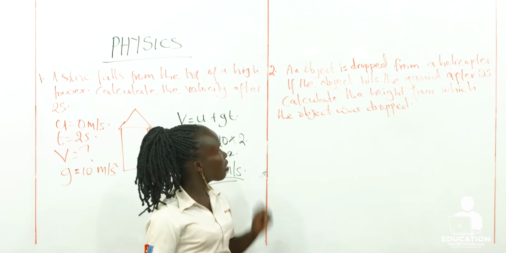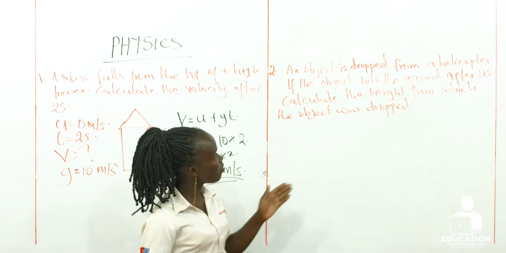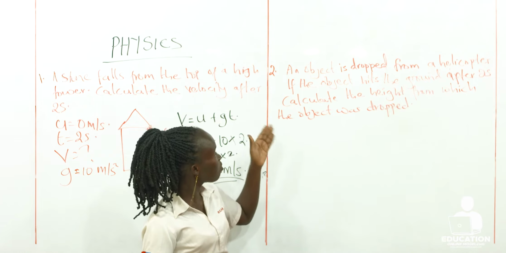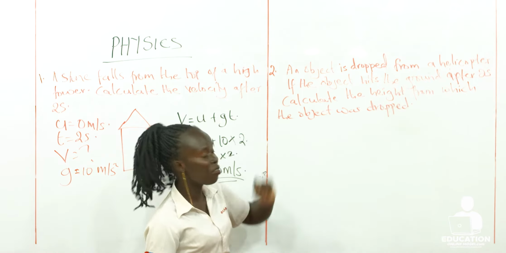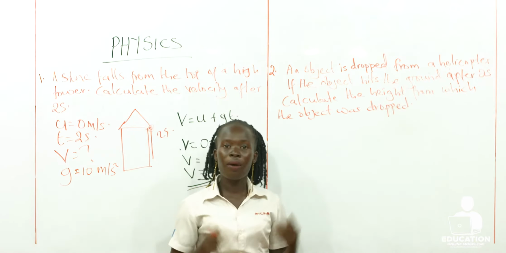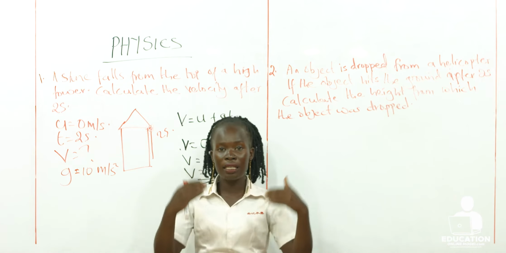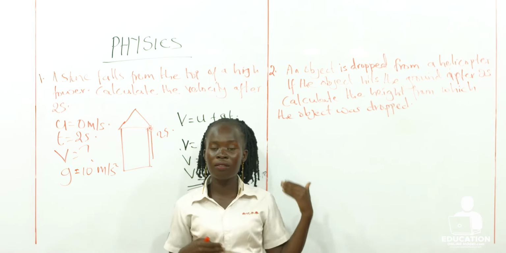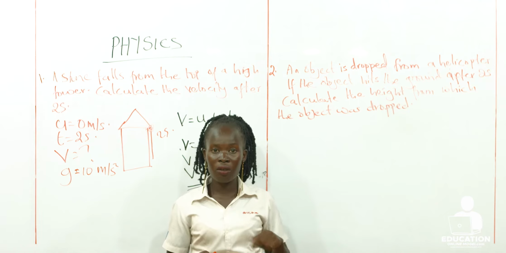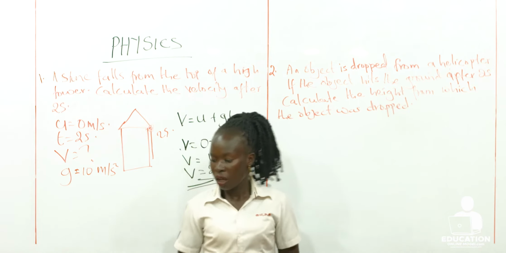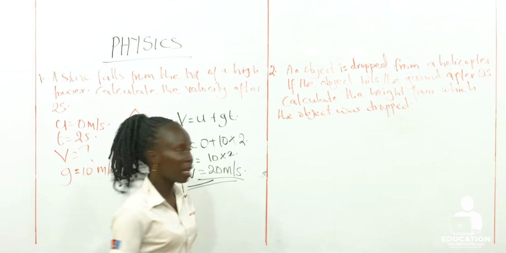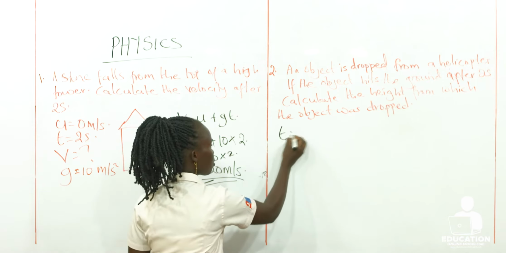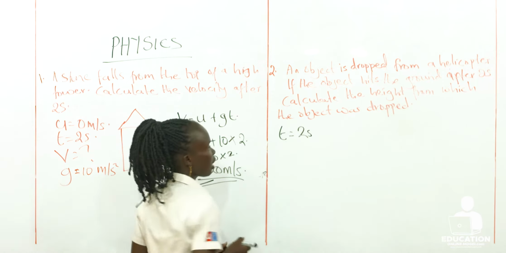So we can summarize our question, because they're saying the object is dropped from a helicopter, and the object hits the ground after 2 seconds. They want you to find the distance covered by this object after hitting the ground in 2 seconds. So that means the timing was 2 seconds. We have our t, which is equals to 2 seconds.